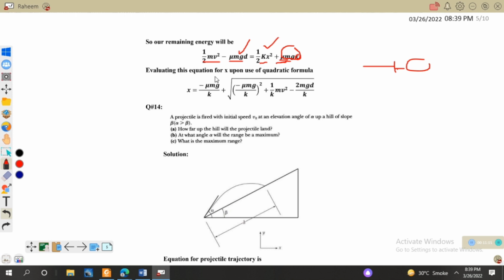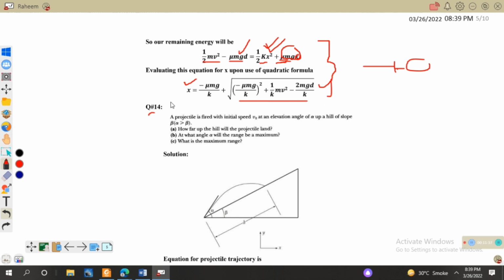So evaluating this equation for x, this is a quadratic equation. If we use the quadratic formula to find an expression for x, this will become x is equal to minus mu mg plus this whole term. These constants are all given. If we put in these values of the constants, this will give x. This is a very easy question, so we just need to remodel it to this step.